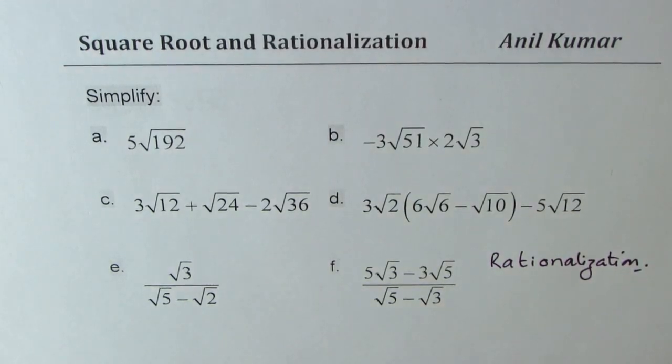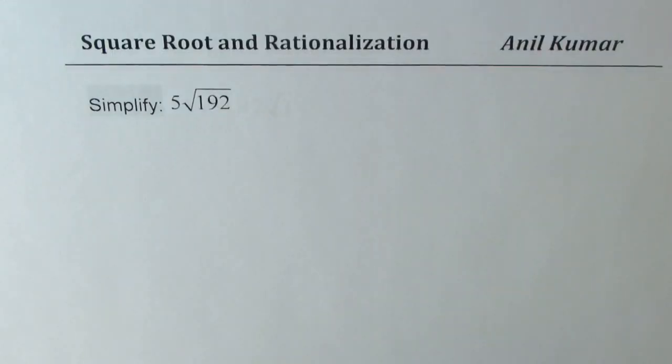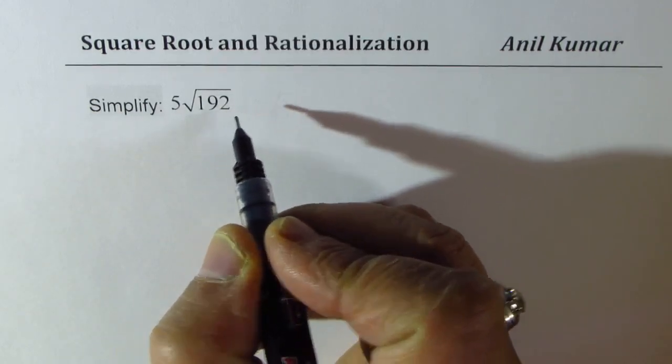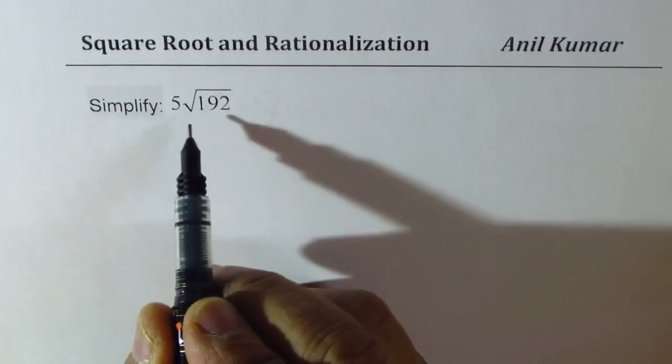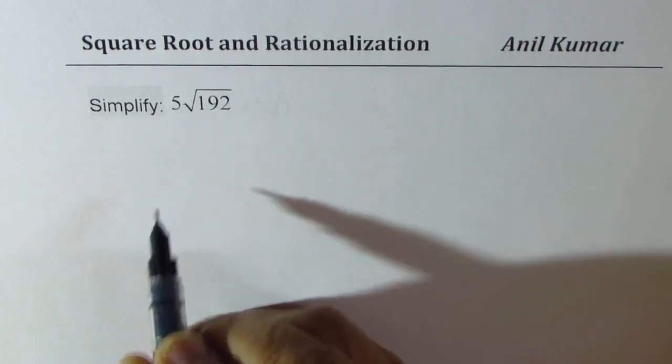Okay. You can always pause the video, answer these questions, and then look into my suggestions. They will cover a major part of your introduction to quadratic equations, where you should know how to work with square roots or surds. So let's begin with the very first example. We need to simplify, rather in this case you can also say evaluate, sometimes. Okay, so we'll simplify 5 square root of 192.